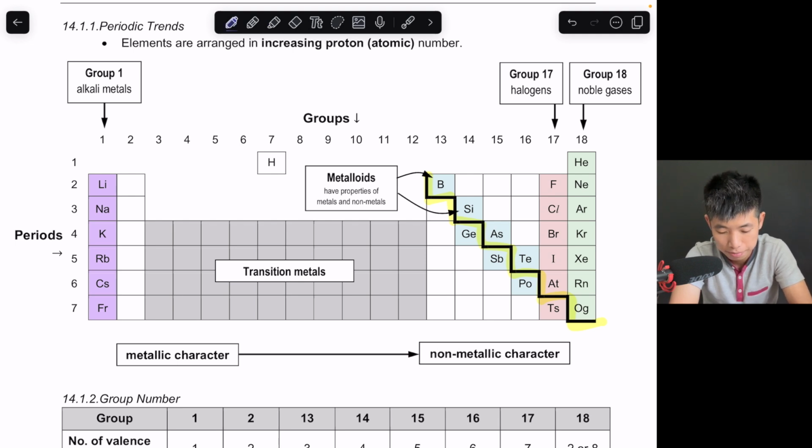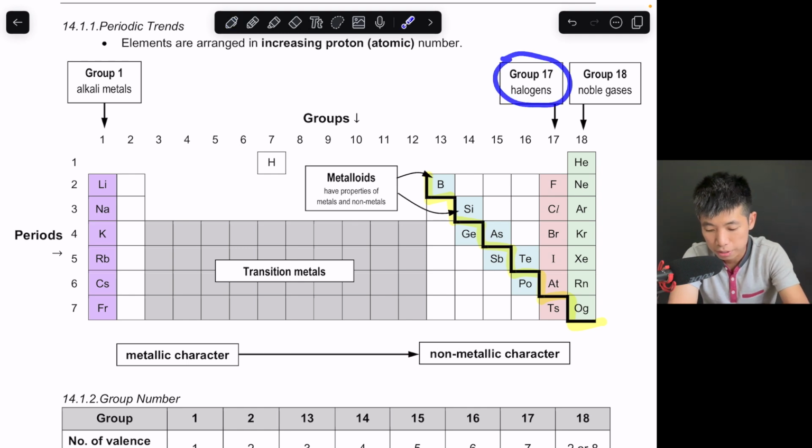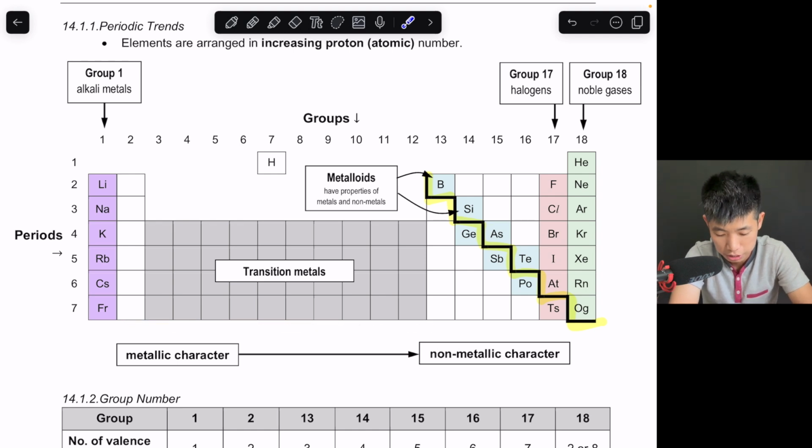are non-metals. We are going to focus on a few groups of elements when we study this chapter, so you need to know their names. Group 1, we call them the alkali metals. Group 17, we call them the halogens. Group 18, the noble gases. And the group in between, we call them the transition metals. Elements close to the step line have properties of both metals and non-metals, and they are given the name metalloids.